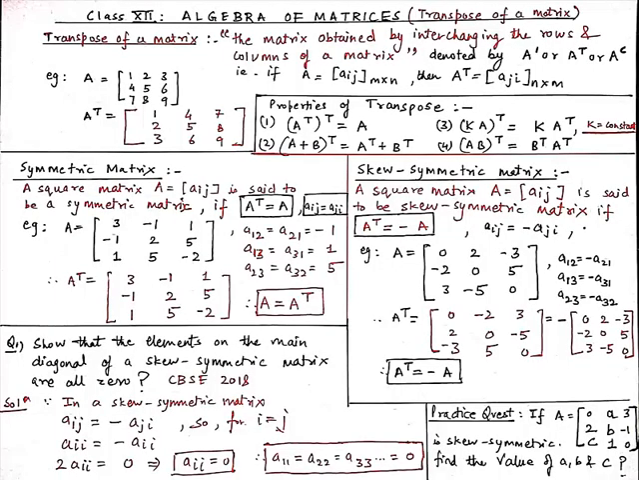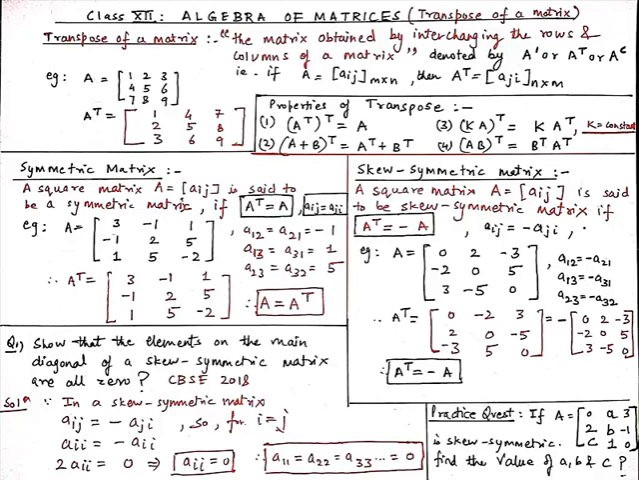Today in this video we will study transpose of matrix. So students, transpose of matrix means the matrix obtained by interchanging the rows and columns of a matrix. Generally transpose of matrix is denoted by A dash or A to the power T or A to the power C. If A is equal to [aij] and its order is m cross n, then transpose of A matrix is A^T equal to [aji] and its order will become n cross m.